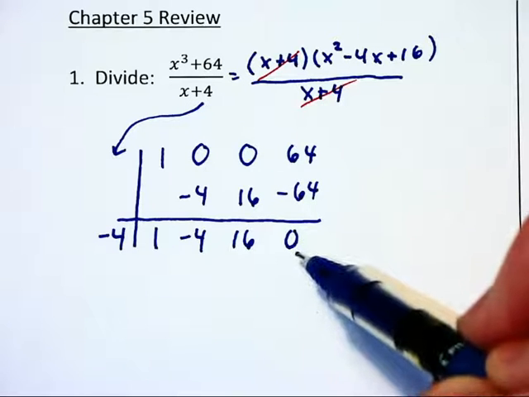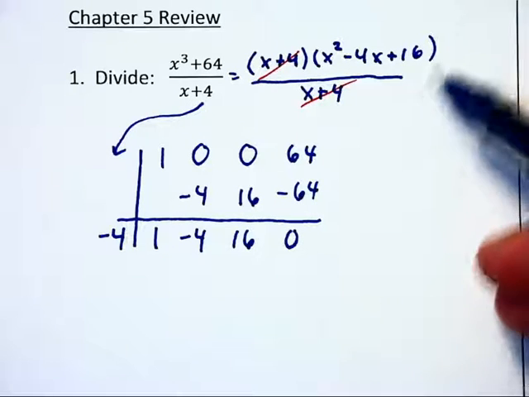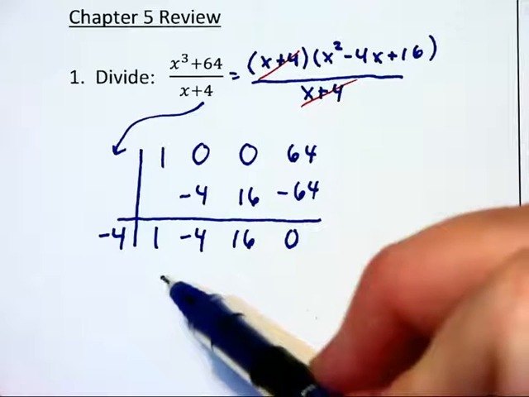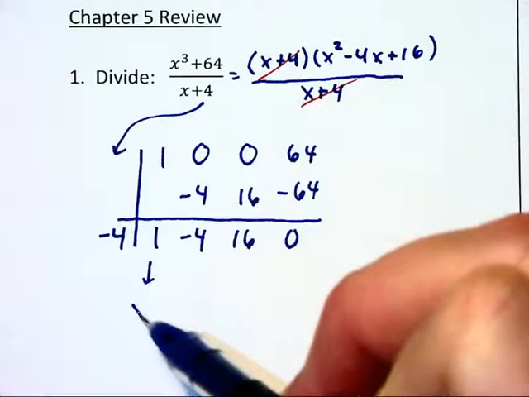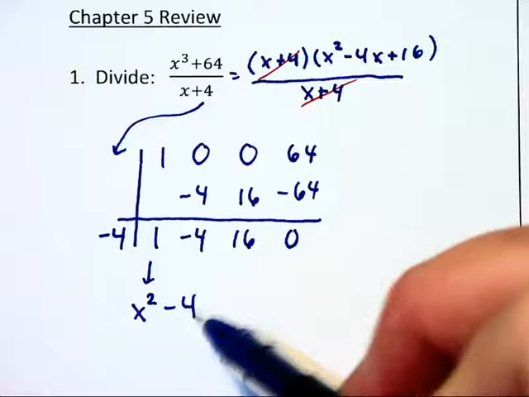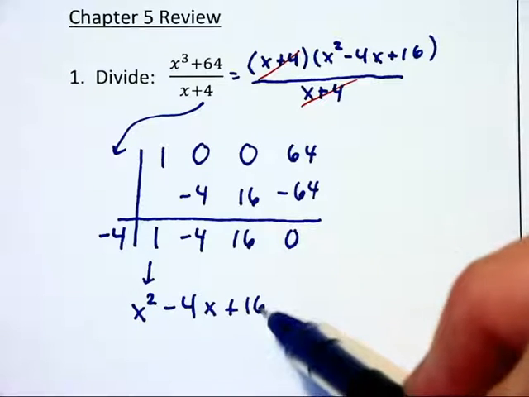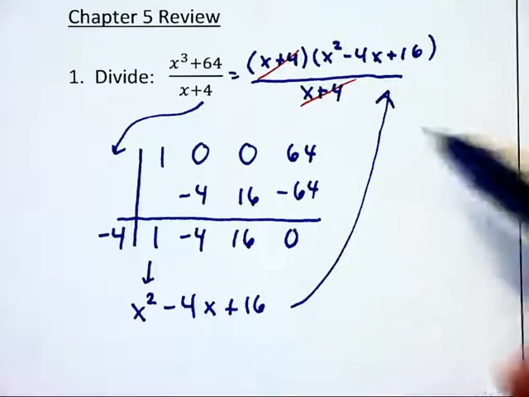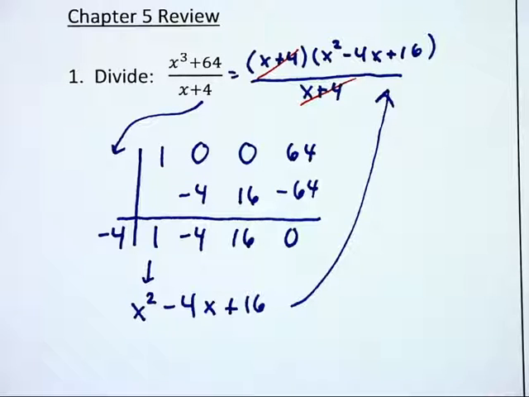We knew we'd have a remainder of 0 because up above we saw that it factored cleanly. We began with an x cubed, so now we have x squared minus 4x plus 16, which is consistent with what we did using the cube formula method of factoring.